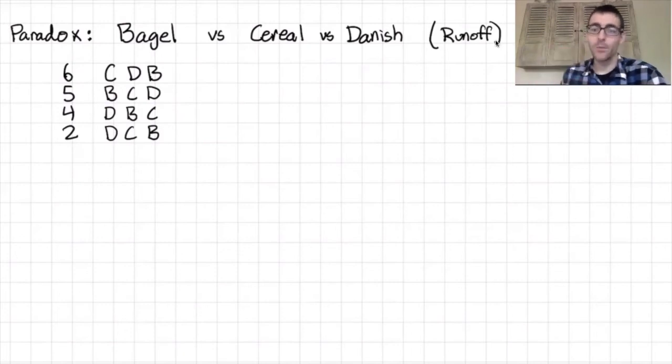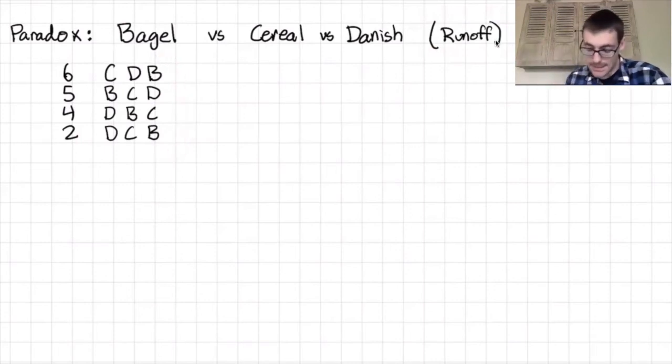And let's say that we do one of the runoff approaches. When there's only three options, the instant runoff and the two-stage runoff are actually the same thing. Once you do the runoff, you're doing a runoff, and that's it. So let's figure out what this runoff voting system has to say about this collection of preferences.